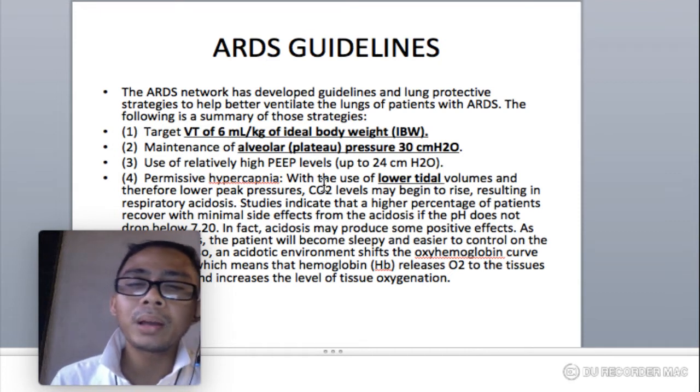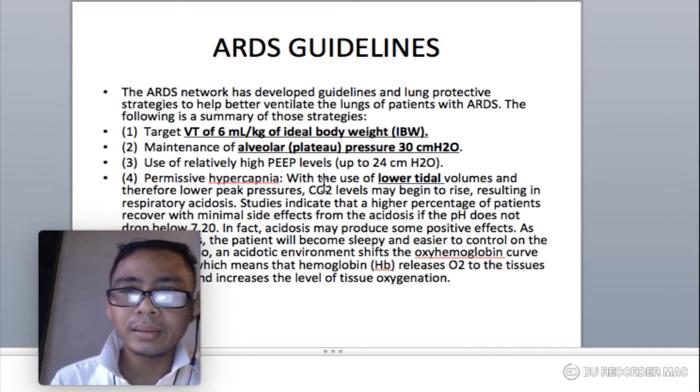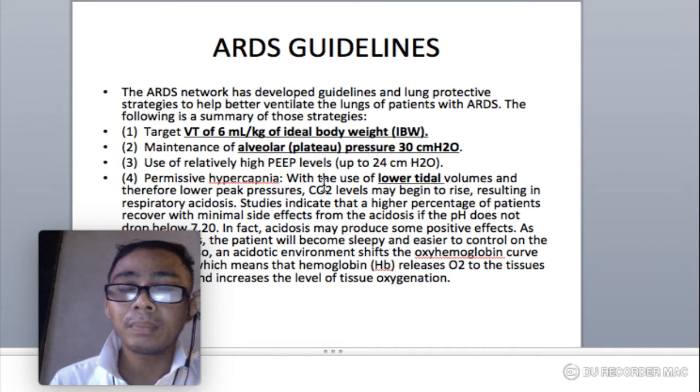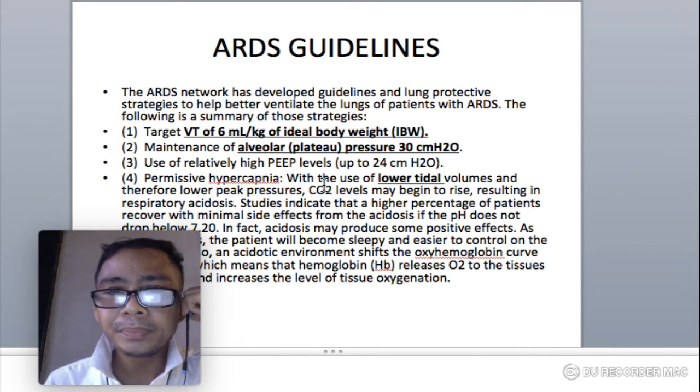When we say hypercapnia, it's promoting carbon dioxide, with the use of lower tidal volume. That's why the tidal volume is conservative, only 6 ml per kilogram. And therefore, the lower peak pressure. So peak inspiratory pressure is also lower, to promote less barotrauma. So the carbon dioxide or CO2 levels may begin to rise. This is what we call permissive hypercapnia.